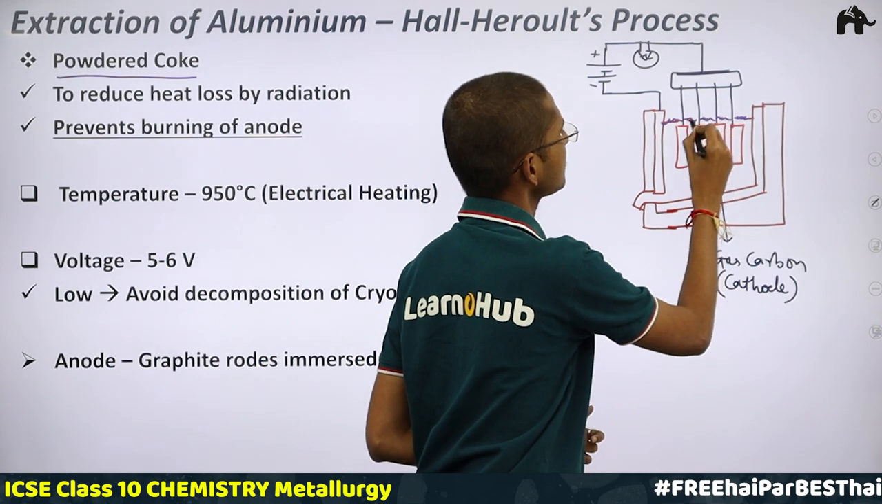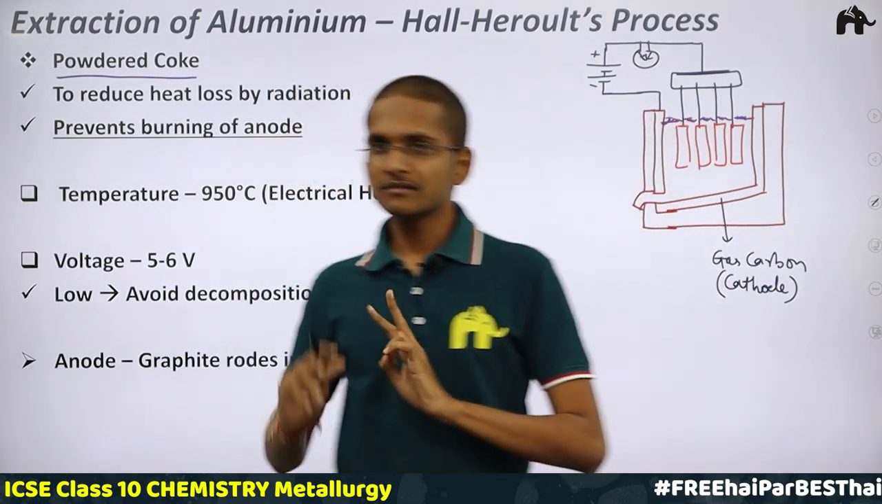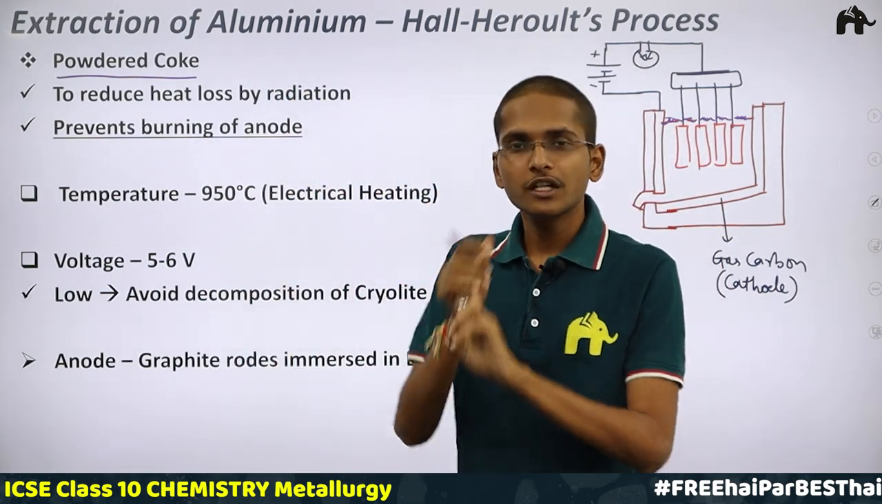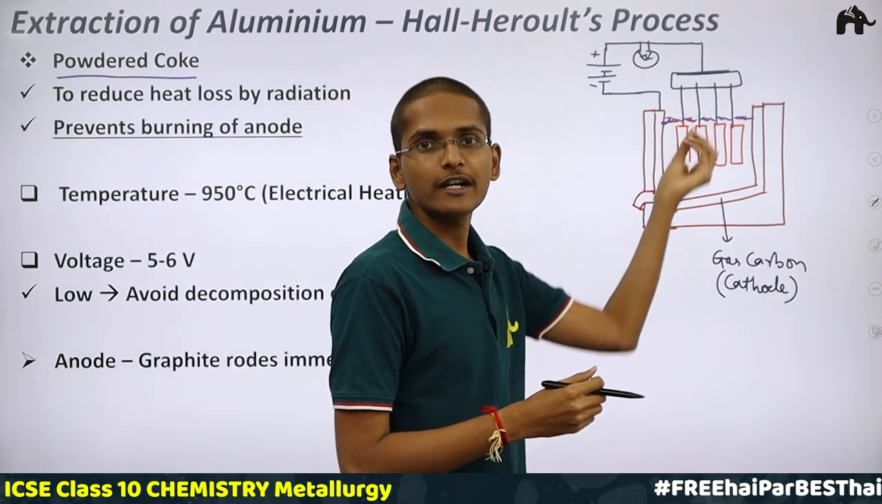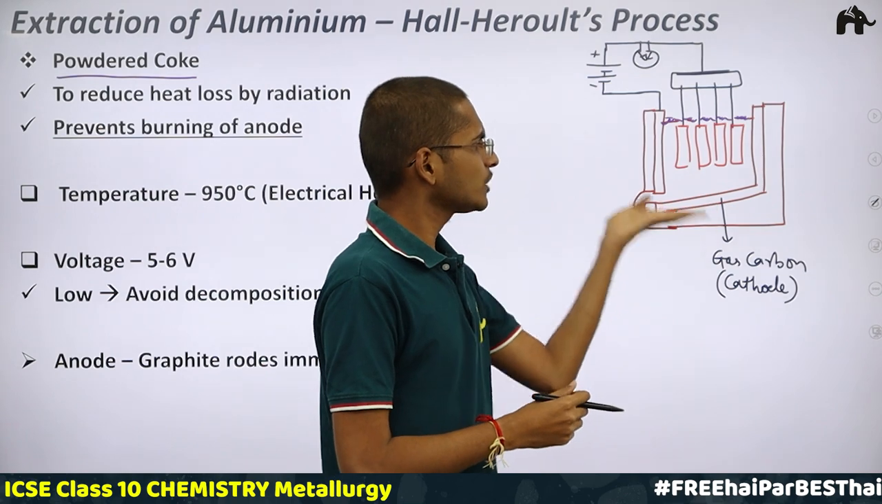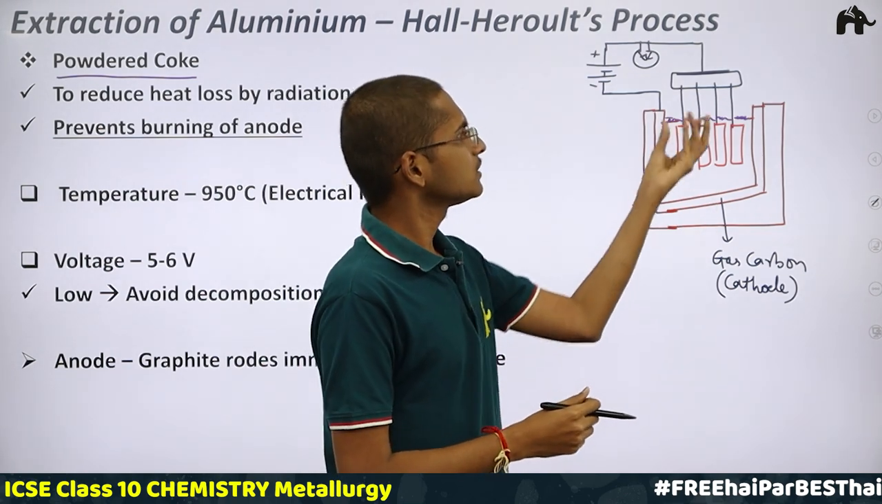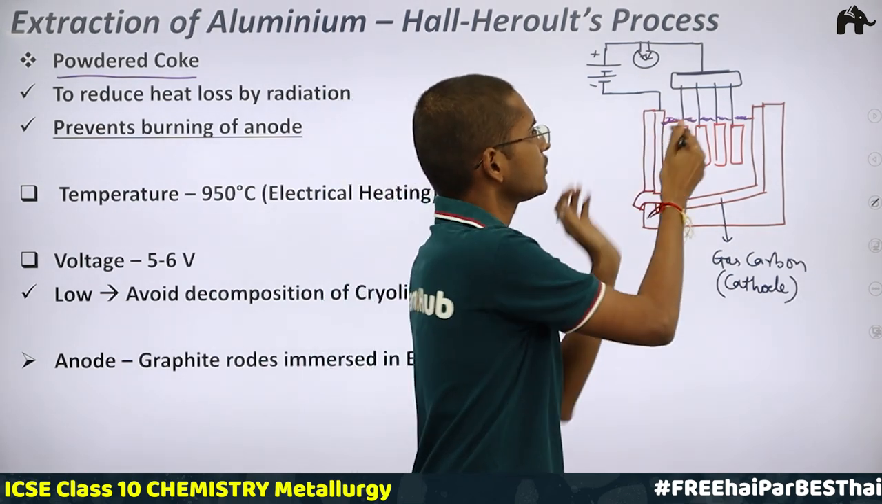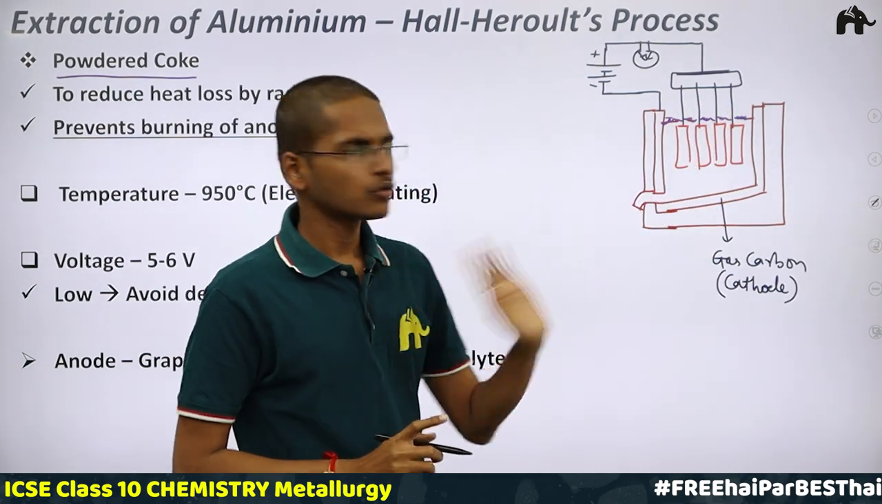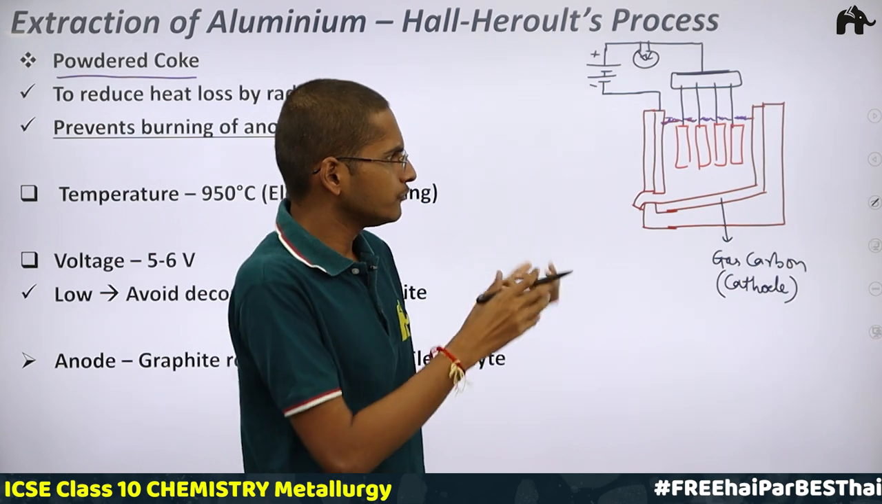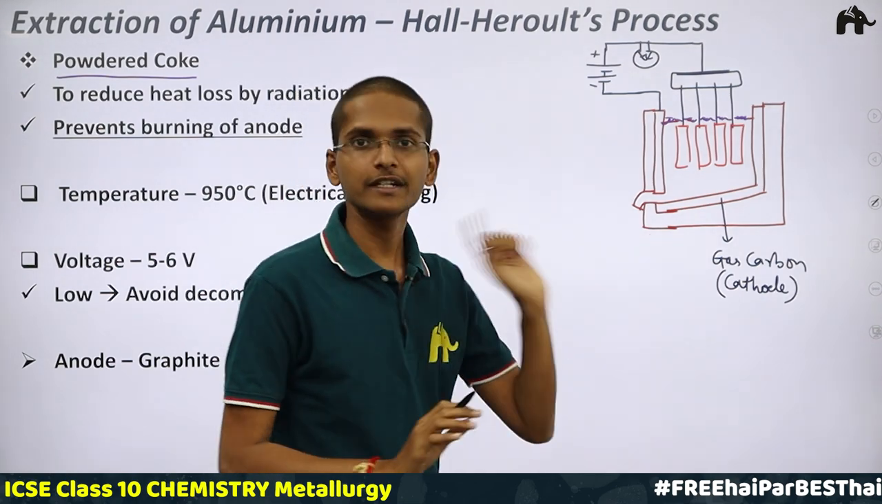Now why is it so? There are two reasons. This is also being asked in your exams. First of all, in order to reduce the loss of heat through the electrolyte by radiation. Simply, when you are heating this electrolyte, the heat would be lost. So in order to prevent the loss of heat, we are using powdered coke. Now you would say, sir, why are we heating the electrolyte? Yes, we are heating the electrolyte. I will tell you about it also.